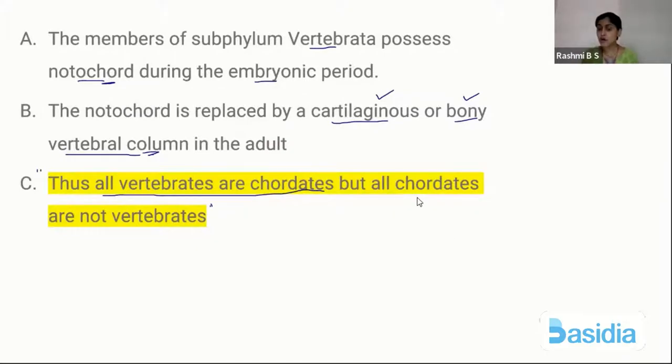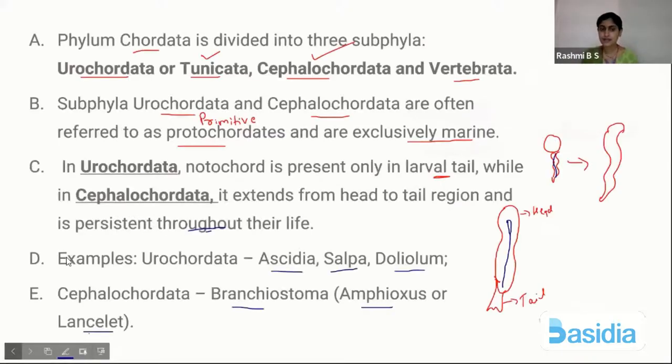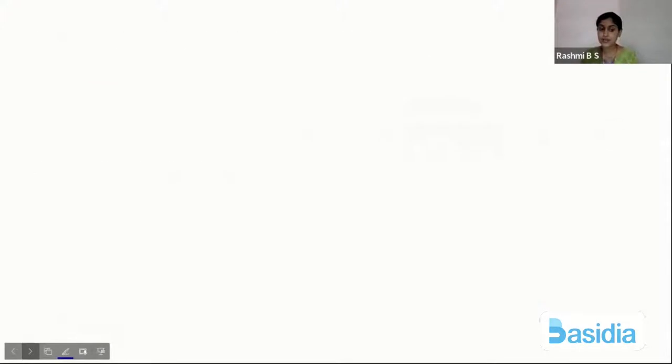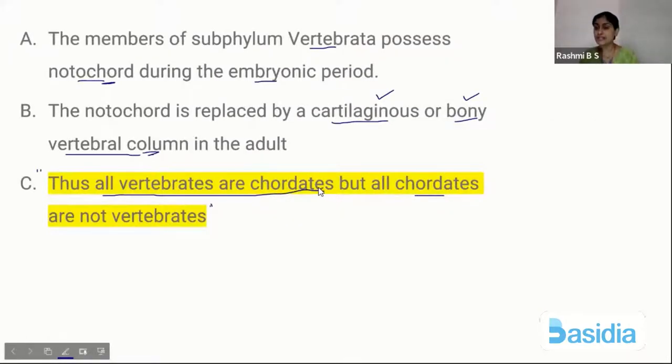But now tell me, all chordates means urochordata and cephalochordata. Do urochordata and cephalochordata have any vertebral column? No, they have only notochord. That's why all vertebrates are chordates, because all vertebrates have notochord, but not all chordates are vertebrates, because urochordata and cephalochordata do not have vertebral columns. Is this point clear, children?